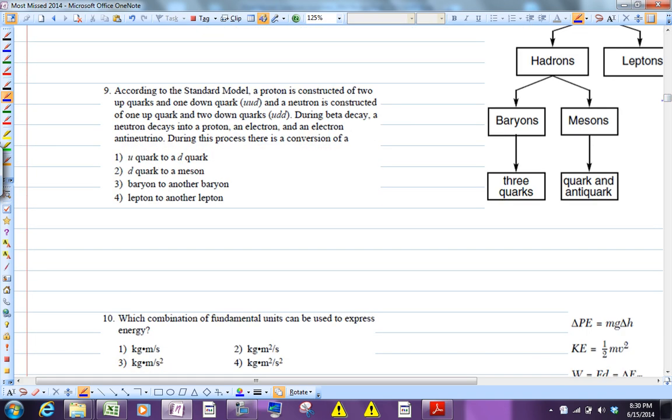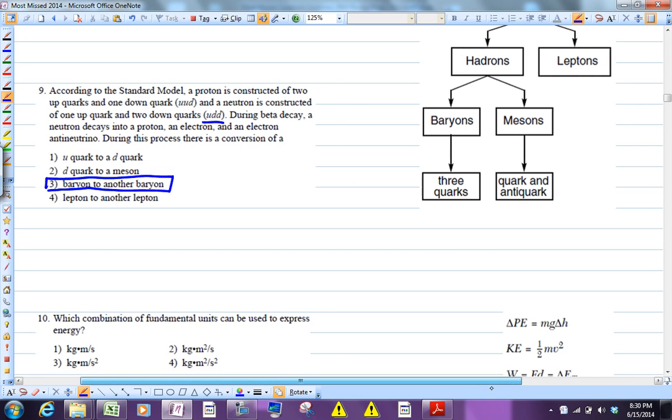9. This is a modern physics question. The answer is 3. Now I have to admit, I had to read it a couple times. It's very wordy. I had to think about it. It's worth noting that, first of all, remember the kinds of particles we have in matter.